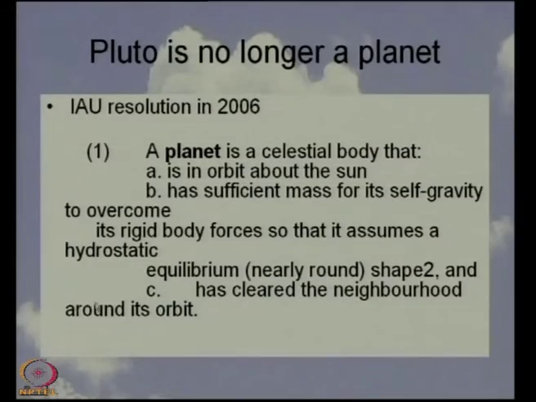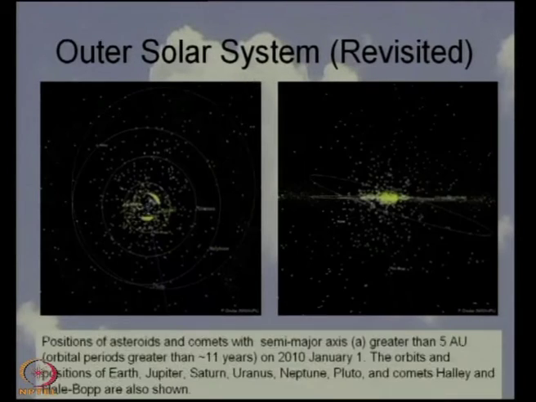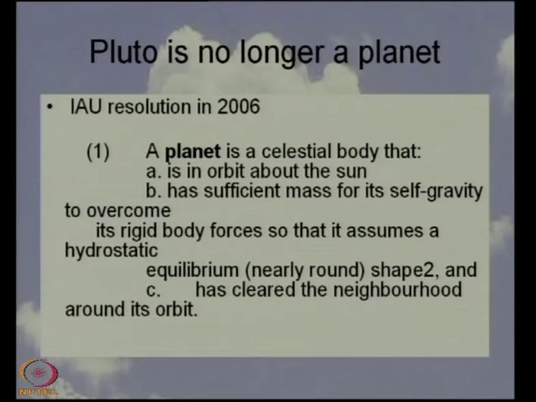And further, it should also have cleared the neighborhood around the orbit. So, if you look at the orbits of these planets, you do not find the orbit littered with asteroids. The asteroids are there, but they are there in between the planetary orbits. The planetary orbits do not cut through a region with a large number of asteroids; the planets have gravitationally attracted all of them and cleared up the path.